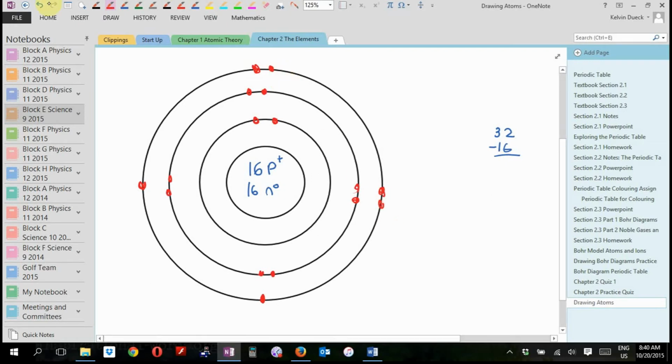But if you wanted to, I would give you full marks if you put the extra one there and the extra one there, as long as somewhere you had 2 pairs. That is a Bohr model of sulfur. Okay?